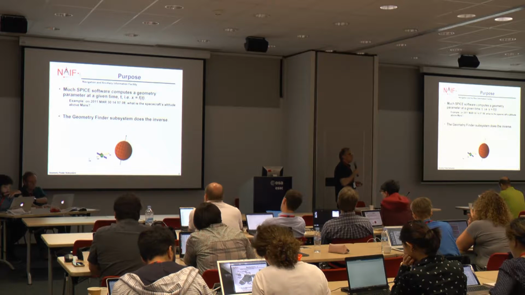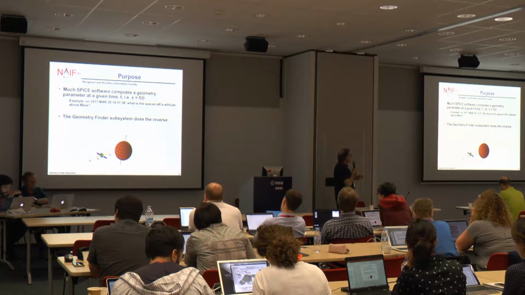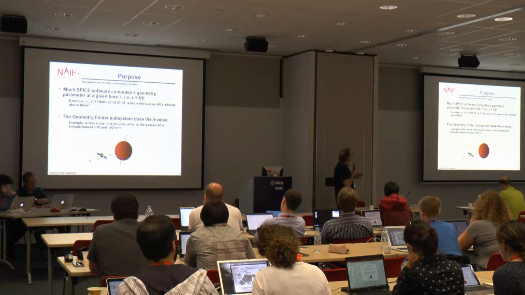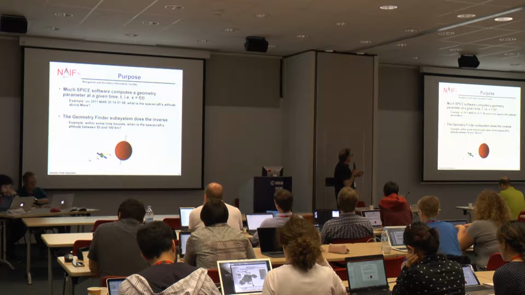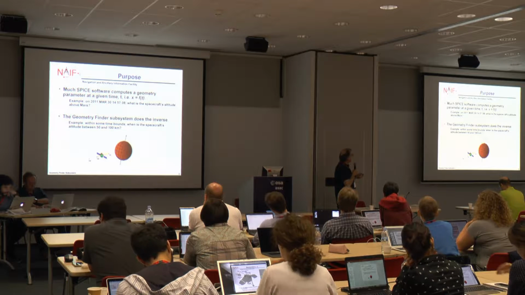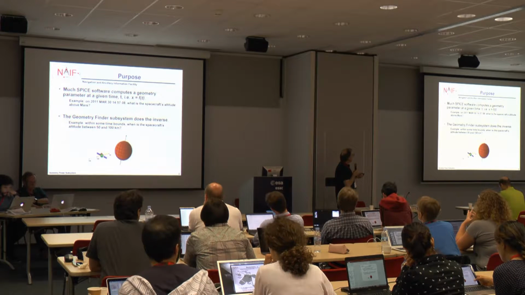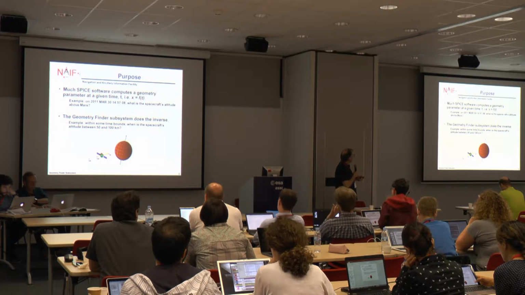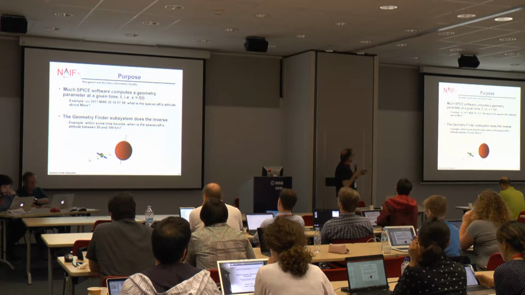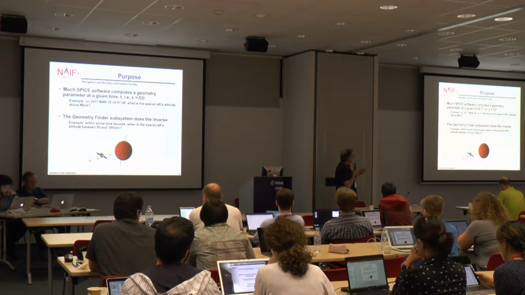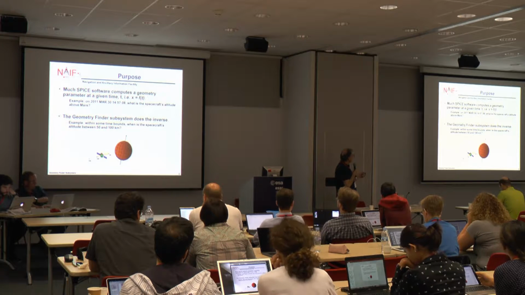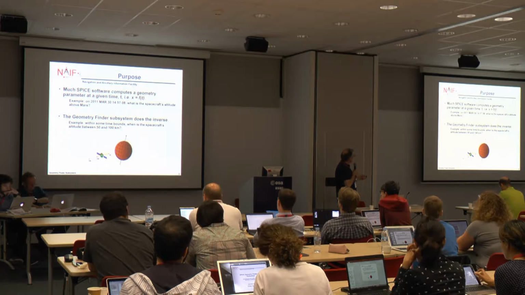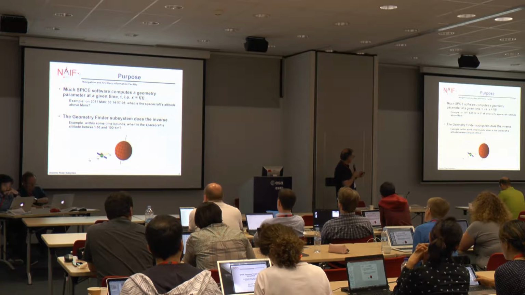The geometry finder system does the inverse. Given a geometric condition, it finds the times when that condition is met. For example, at this specific date, what is the spacecraft's altitude above Mars? That's the x equals f of t. Here we have an example of the kind of question that the geometry finder can answer within some time bands. When is the spacecraft's altitude between 50 and 100 kilometers?